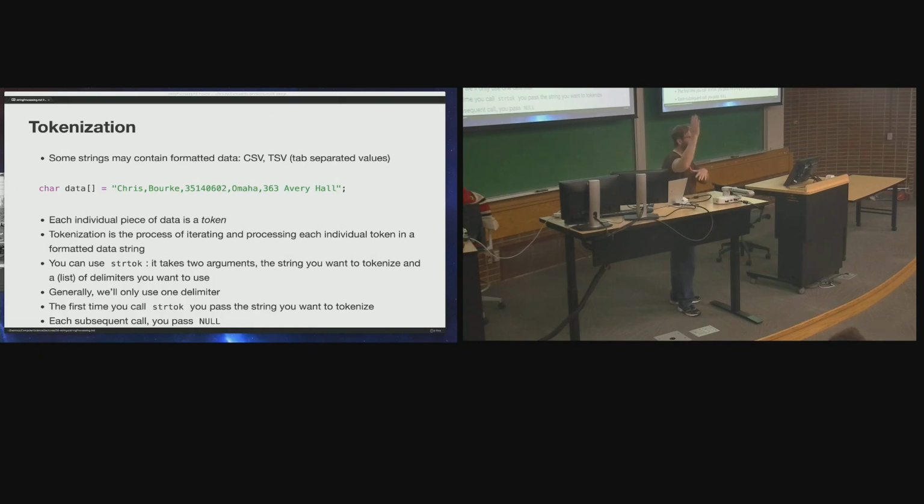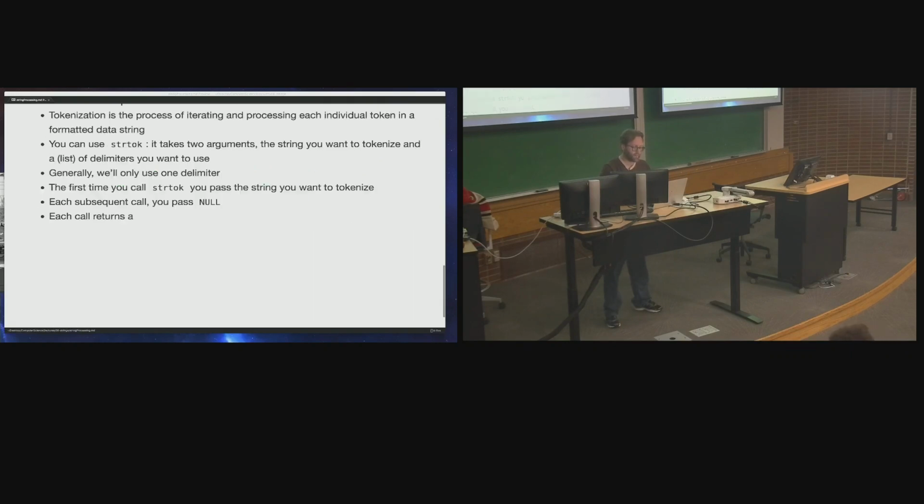If you pass a string for the first argument, it's going to start processing that string. If you pass in null, it continues processing whichever string you had before. Right? And each call returns a char star pointer to the next token that you can then process. You can do whatever you want with it. Again, for our purposes, we're simply going to print it out, one to a line.